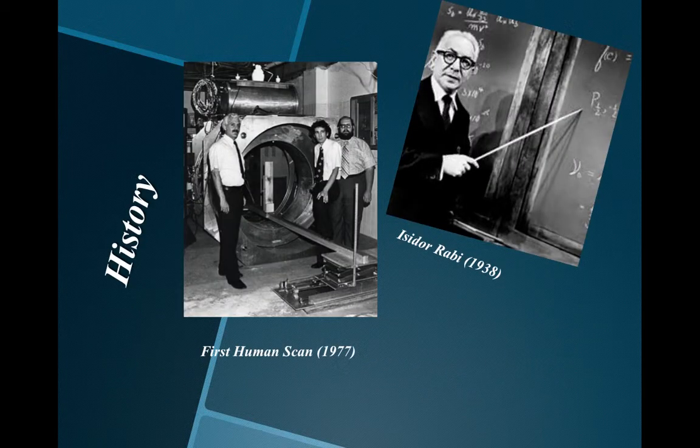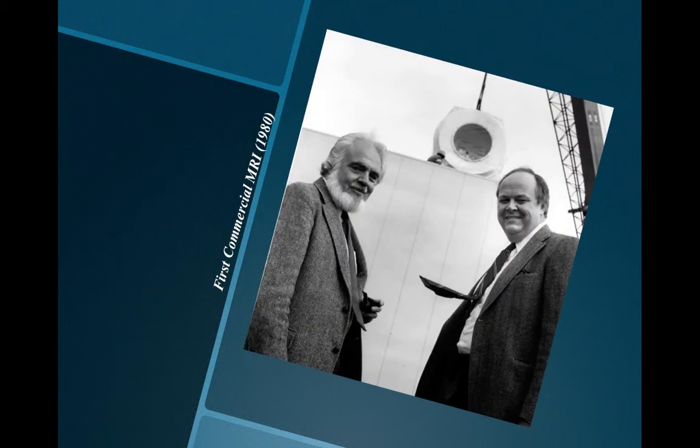History. Isidor Rabi discovered and described the nuclear magnetic resonance technique. Dr. Damadian and co-workers achieved the first scan of the human body using the box method. Dr. Damadian and Fonar introduced the first commercial MRI scanner in 1980 using the box method.